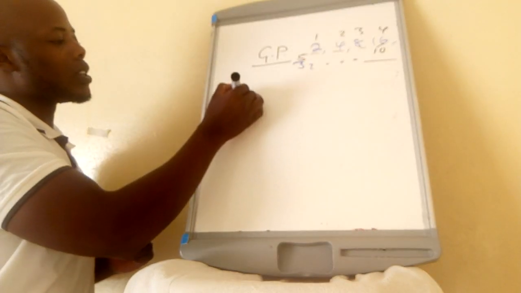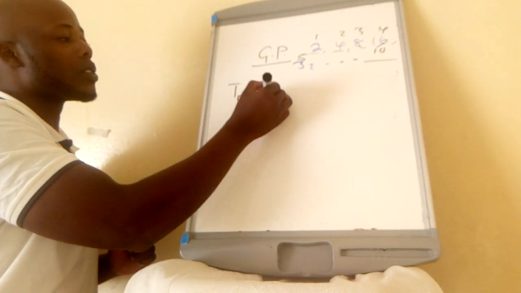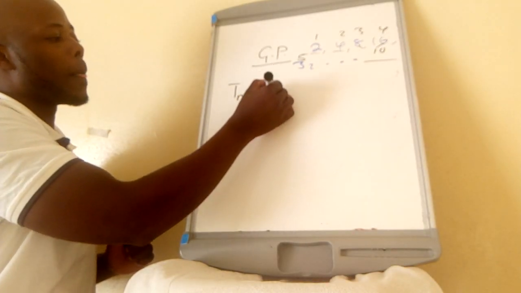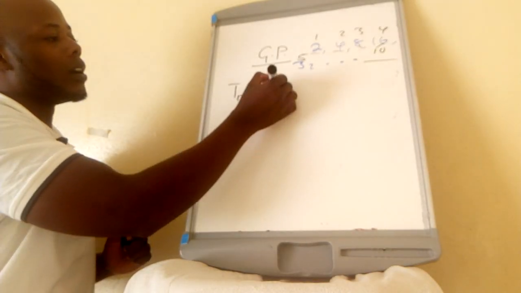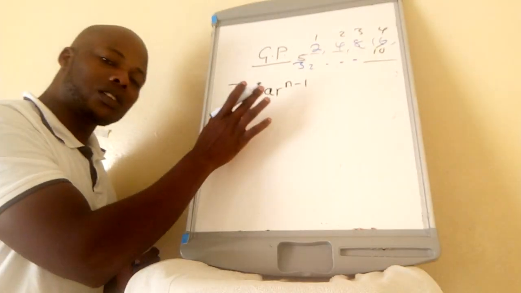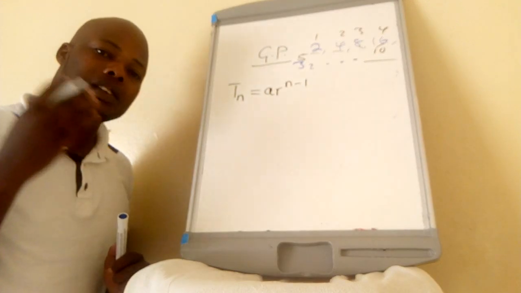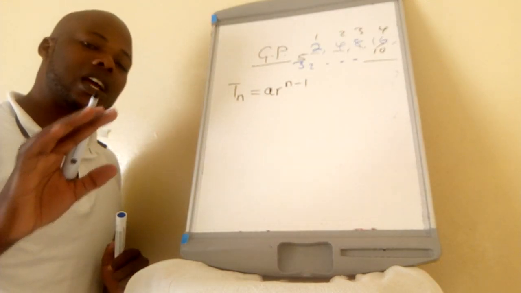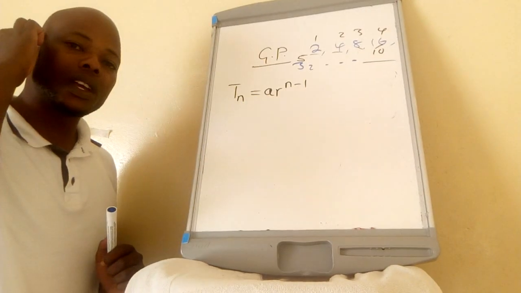So we say T subscript n is equal to a multiplied by r to the power n minus 1. This formula you just have to keep in your head. You are not given it in an exam. It's supposed to be in your head.